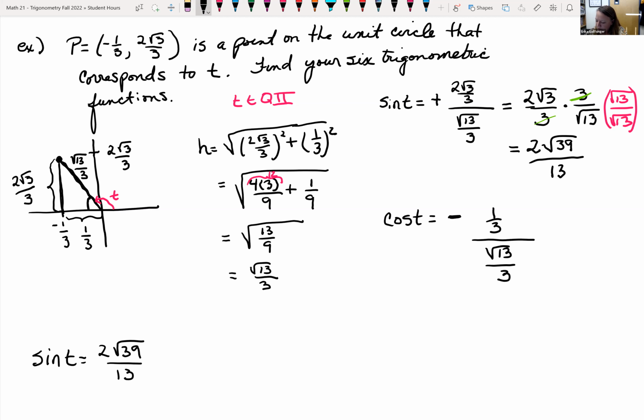So flipping this up, cosine of t is equal to 1/3 times the reciprocal of the denominator, which is 3 over root 13. That's negative still. The 3's cancel. We have negative 1 over root 13. Rationalizing our denominator, multiplying by a fancy 1, square root of 13 over square root of 13, we get negative 3 root 13 all over 13.